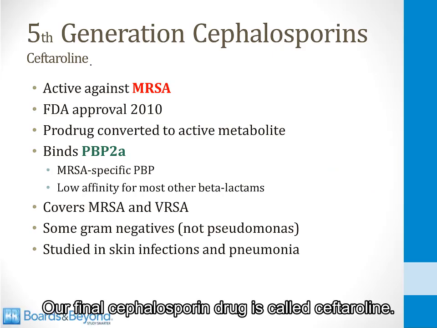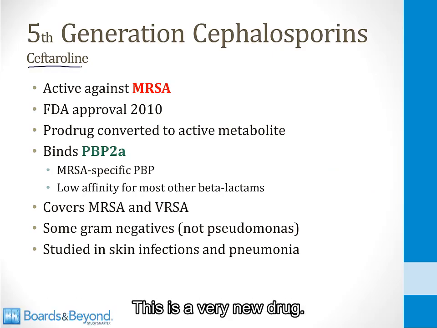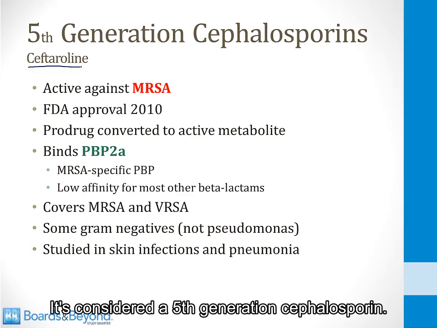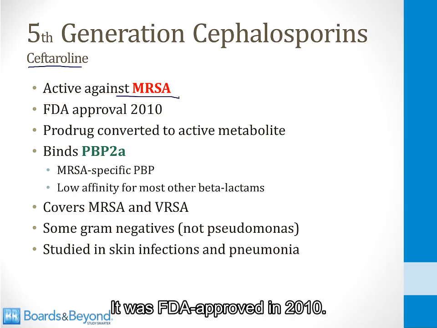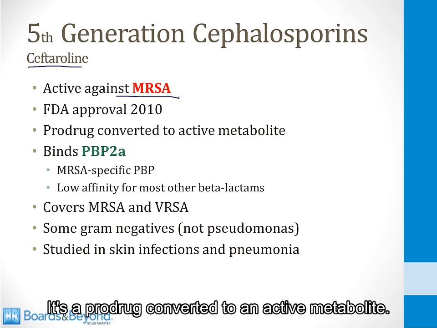Our final cephalosporin drug is called ceftaroline. This is a very new drug. It's considered a fifth-generation cephalosporin, and its main niche is that it is active against MRSA. It was FDA approved in 2010. It's a prodrug converted to an active metabolite.